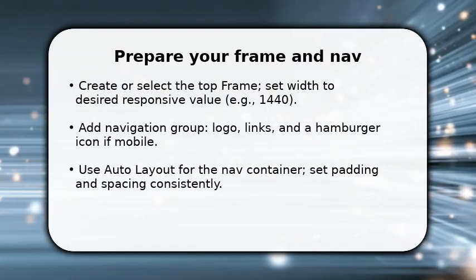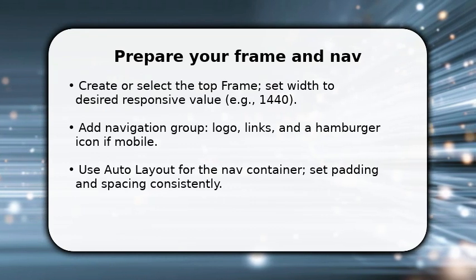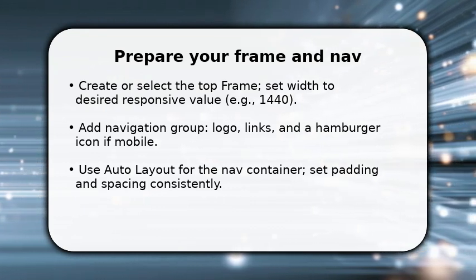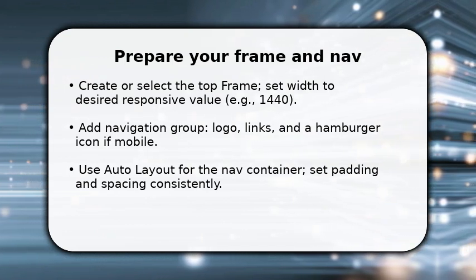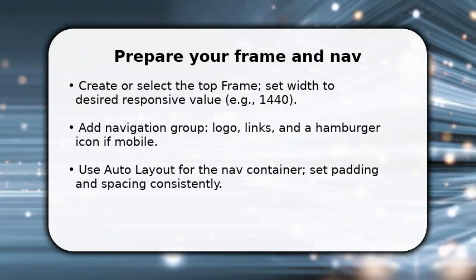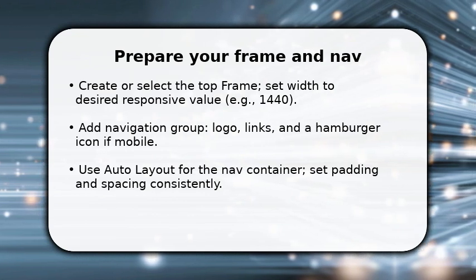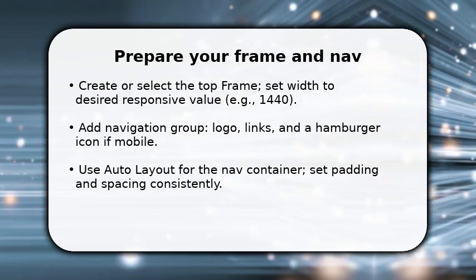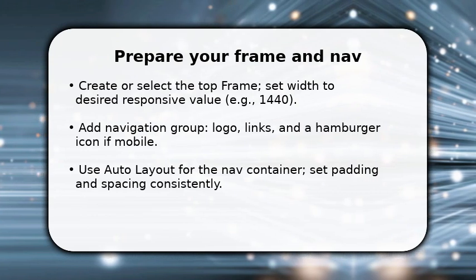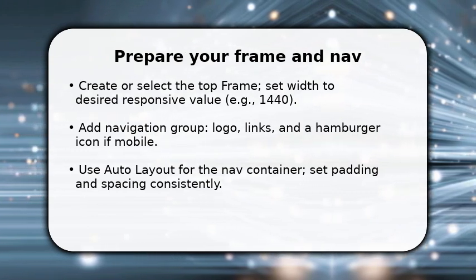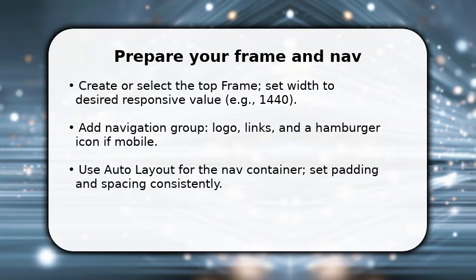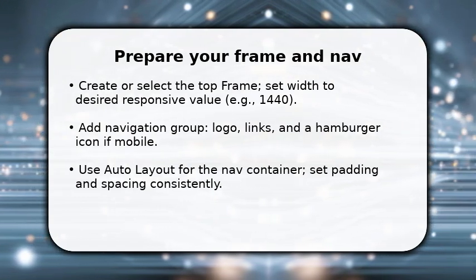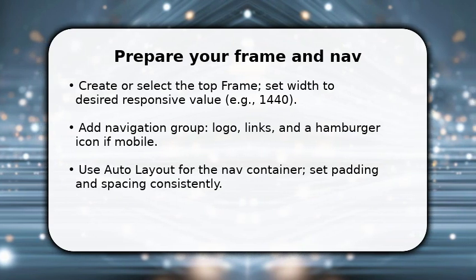You start by placing the navigation inside a top frame so Figma recognizes its bounds. Set the frame width to your target breakpoint and add a nav group with logo, links, and optional hamburger icon. Once placed, convert that group to auto layout to keep spacing consistent as items resize. Make sure items are aligned and padding is explicit. This helps when you later pin or constrain the bar. Now that the nav is structured, you're ready to prepare the sticky behavior.